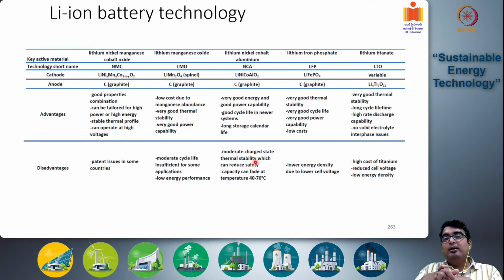Then another option you can go for is lithium iron phosphate. So here it's lithium iron phosphorus oxygen. Okay, lithium iron phosphate. It has good thermal stability, so it can go to high temperatures, good cycle life, good power capability, and the costs are low because iron and phosphorus are again very low cost. But the disadvantage is energy density is low because the cell voltage is low. So that's one of the disadvantages.